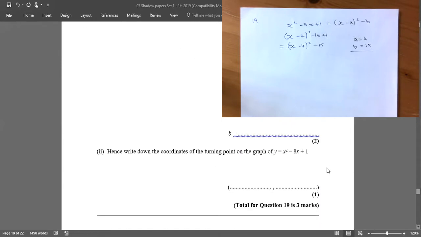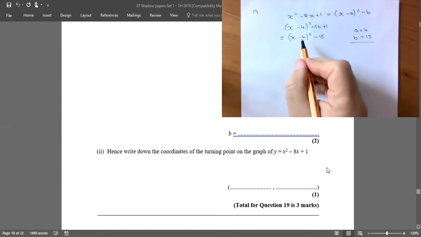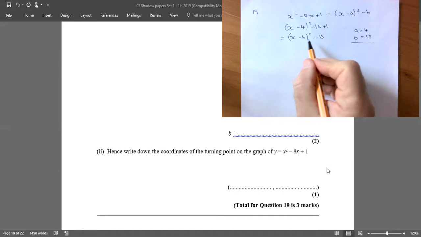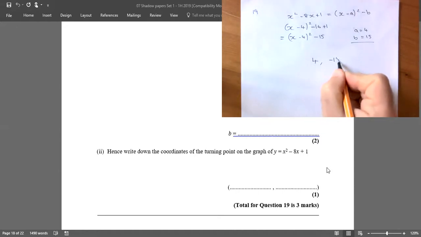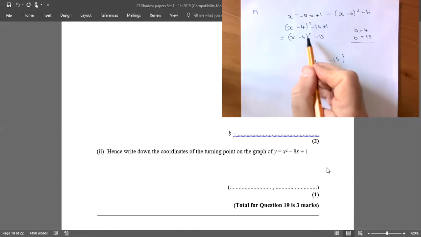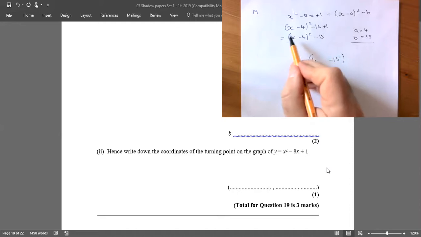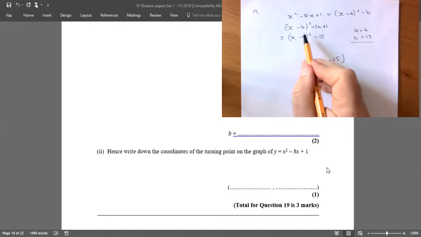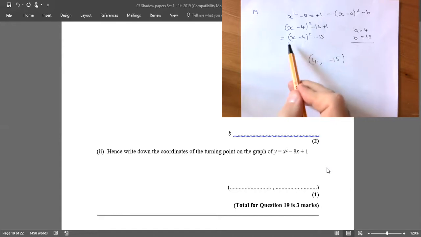Hence, write down the coordinates of the turning point. Okay, so the turning point will be when x is 4 and y is minus 15: 4, minus 15. Obviously the lowest value of this bracket will be 0, because a negative number squared still gives you a positive. So the lowest this expression here can take is 0. That happens when x is 4. And when this bracket is 0, this whole expression becomes minus 15.